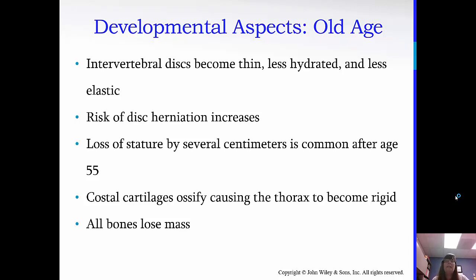All bones lose mass. You're basically going to be subject to a lot of injuries because of all of this loss. If you fall, it could be detrimental now. You could break a hip or something, whereas before you might not have. It's a lot easier to rupture a disc than it was in younger age.